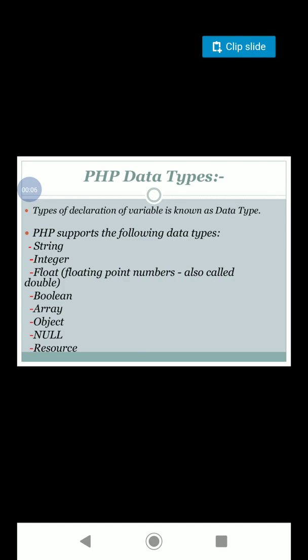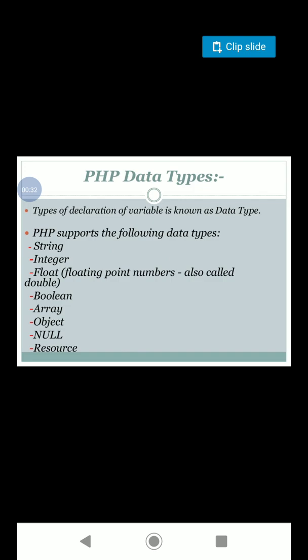Welcome to a session on PHP data types. We all know that in PHP any variable is not declared with its type. It all depends upon the value that is assigned to it. Suppose you are assigning a string value to a variable, then the type of that variable becomes string.